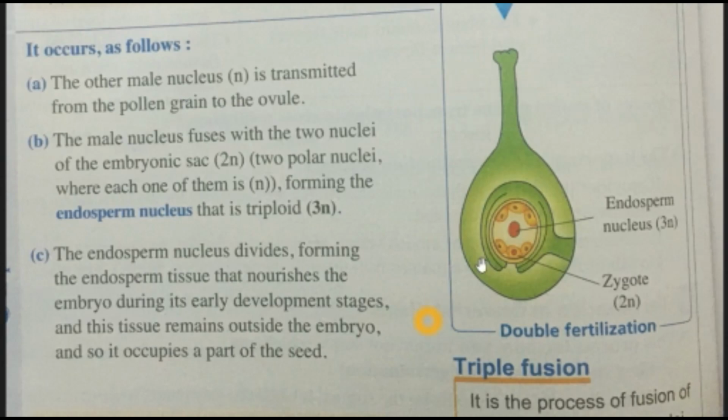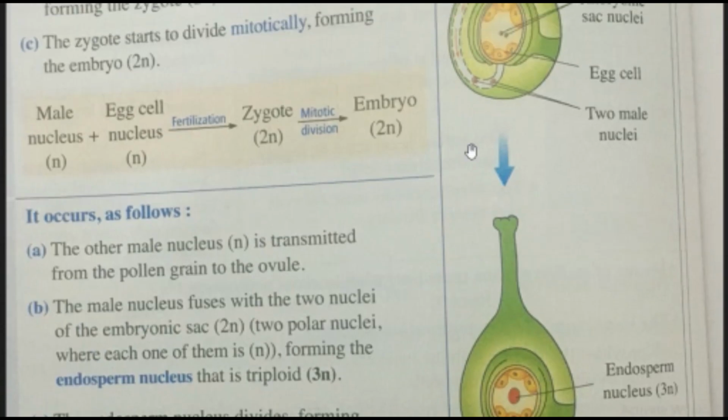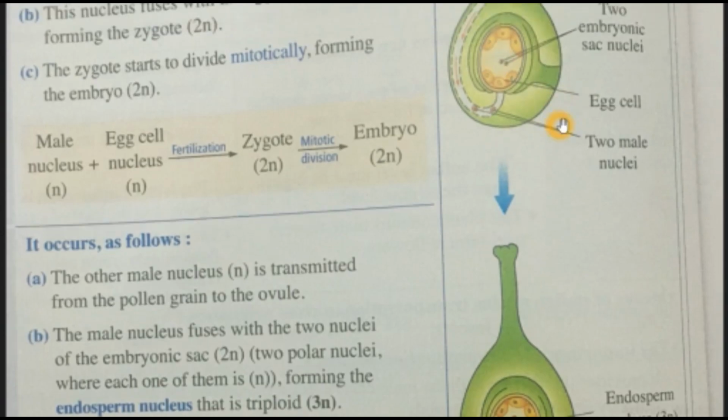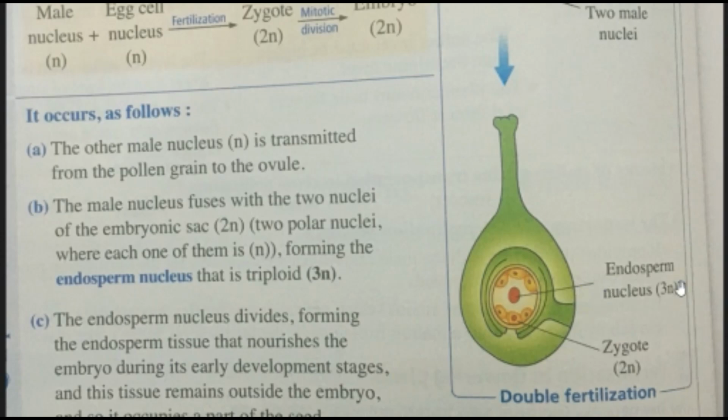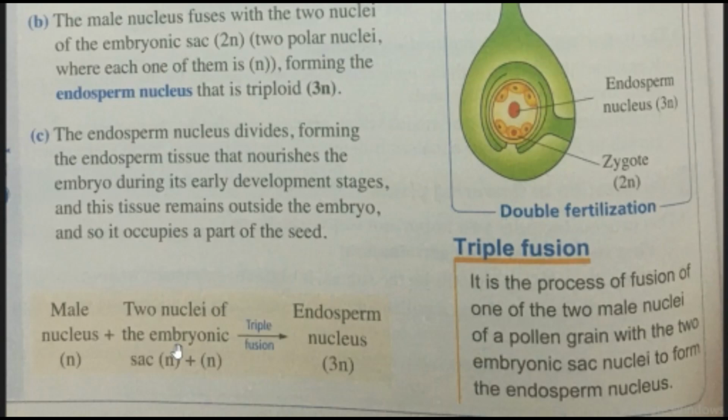which becomes a fruit after this. The ovary itself becomes a fruit, and all of the other ovules become seeds. And then the other male nucleus will fertilize the polar nuclei, the embryonic sac nuclei, and they will form the endosperm.